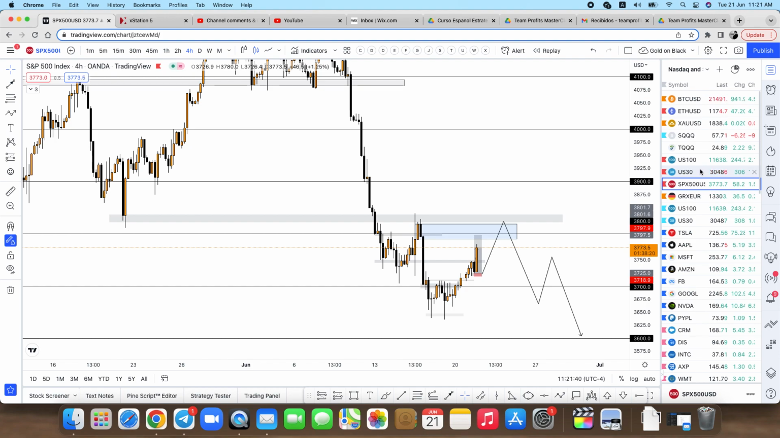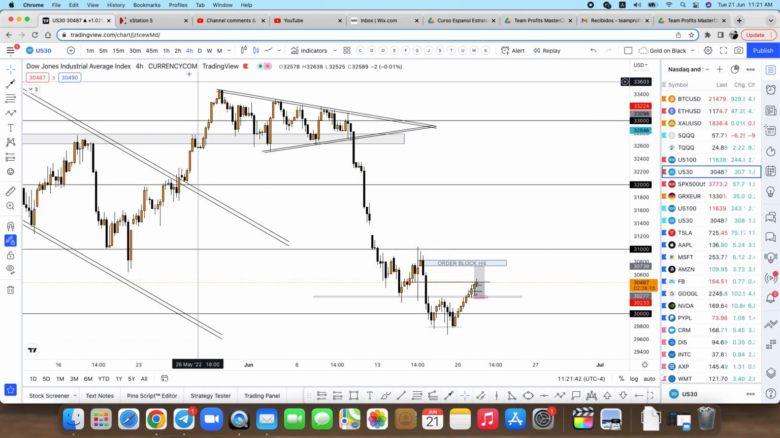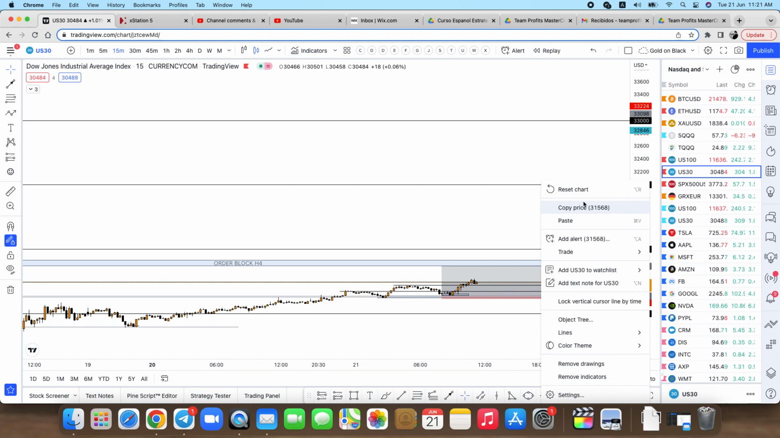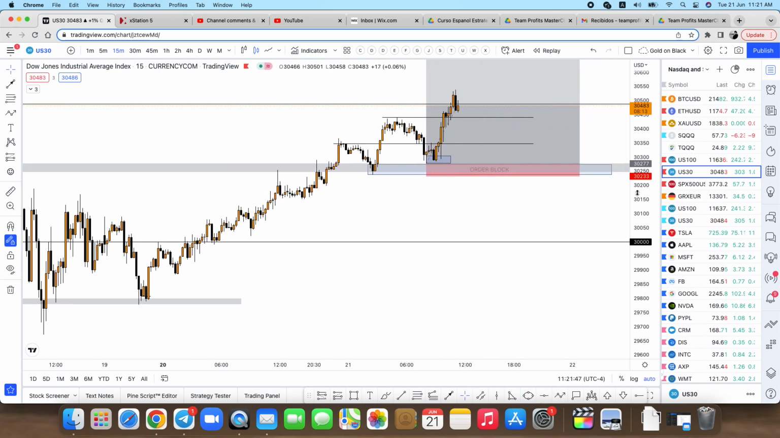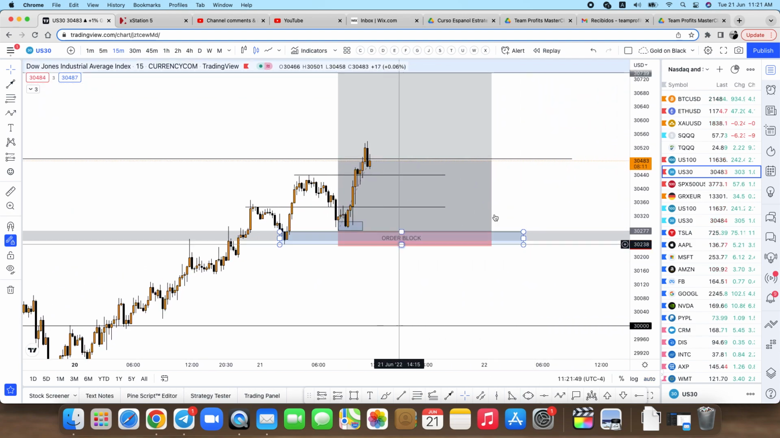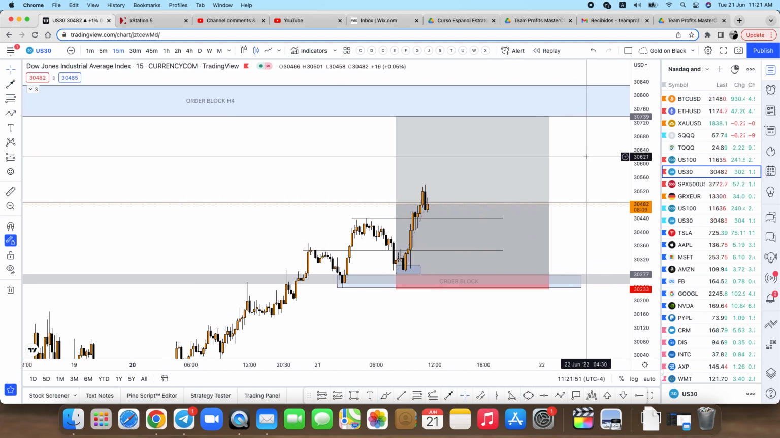So that's basically it, guys, pretty much all we did today. Let's see if the entry on US30 will continue pushing up, or is it now going to go down and stop us out. Let's see how it's going to play out.